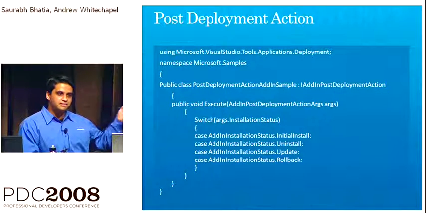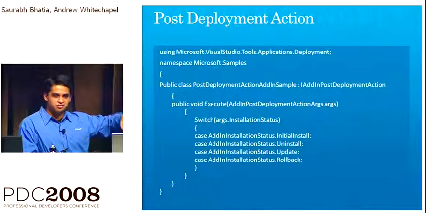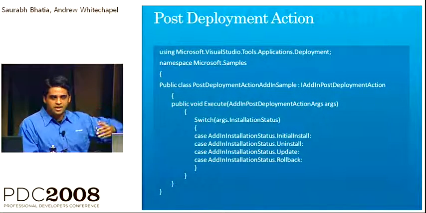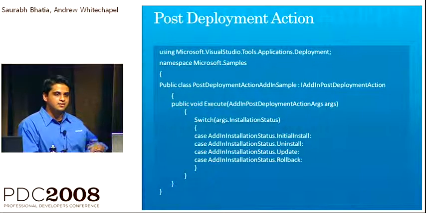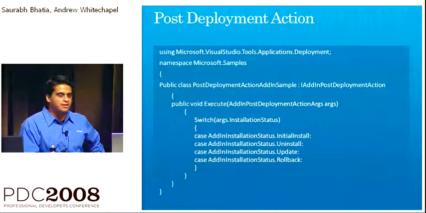And obviously, whatever you do in install, make sure you undo it in uninstall. And similarly, whatever you do in update, you need to do the inverse of that in rollback. So a very simplistic mechanism of performing an action and undoing it.